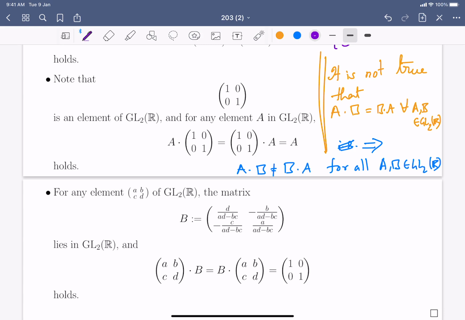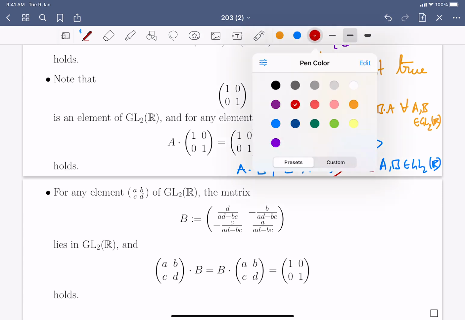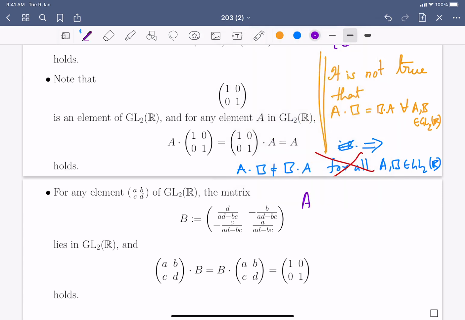Anyway, so let me highlight it in red. Okay, so this is false. What one can say is that A dot B is not equal to B dot A for some A comma B inside GL2R.